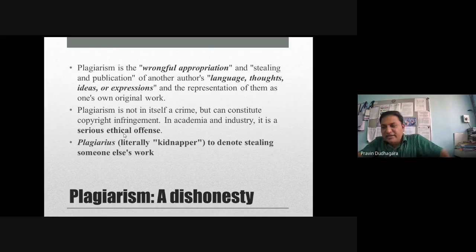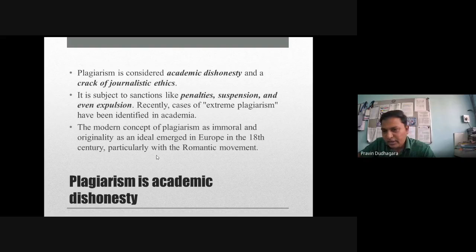Plagiarist literally means a kidnapper, one who steals someone else's work and represents it as one's own original work. Plagiarism in academia is considered academic dishonesty, because it violates journalistic ethics. Once you take some words, a sentence, or a paragraph already written by other authors and put it in your own dissertation work, research paper, manuscript or case study, it is definitely considered dishonesty. It is subject to sanctions like penalties, suspension, and even expulsion.